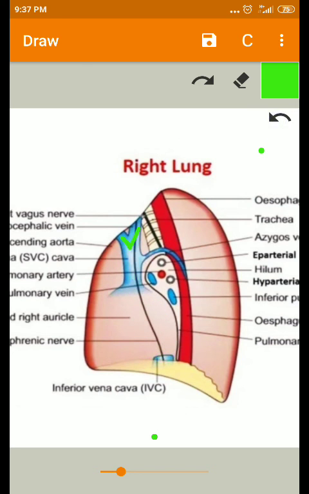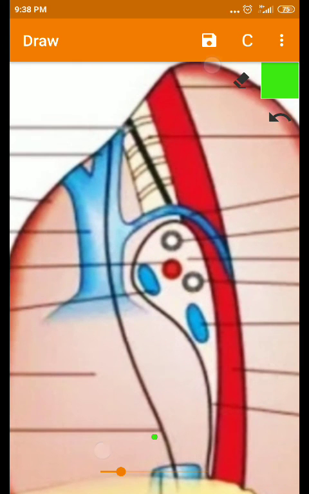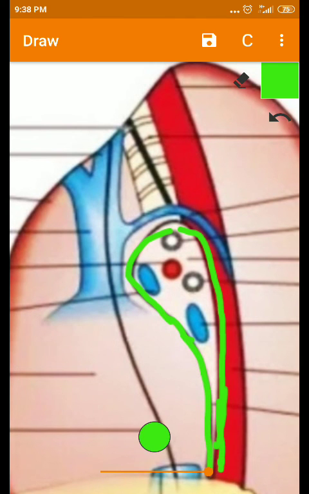Now if you see this hilum, we can call it the hilum or root of the lung. This is extended downwards, and this part is called the pulmonary ligament. I have already told that this pulmonary ligament is filled with some areolar tissue, and these structures help in the expansion of all these vessels during exercise, giving some space to expand all these vessels.